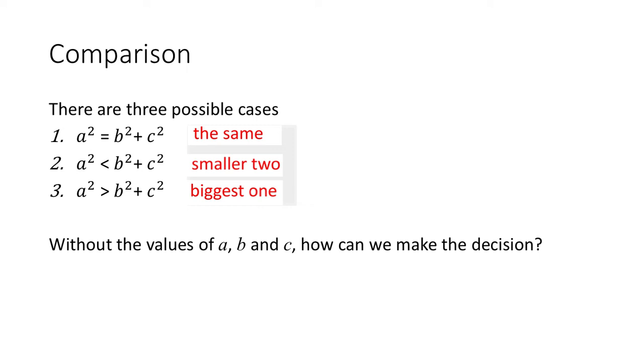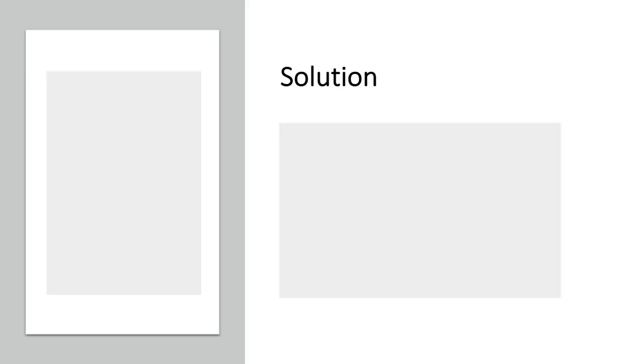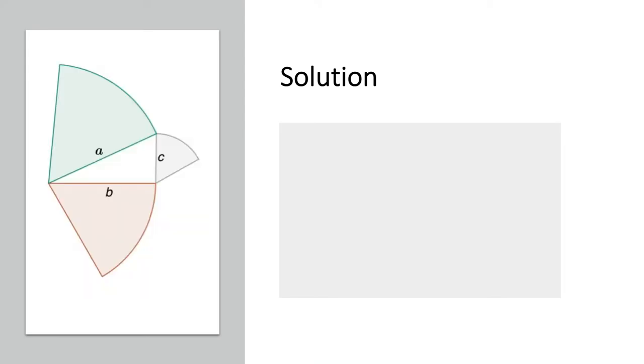Now, the values of A, B, and C are not given. How can we know which of these 3 cases is true? David is good at mathematics. He asked Sarah to arrange the 3 slices so that their edges form a triangle, and tell him the type of triangle formed. With this answer, David can decide what to choose.